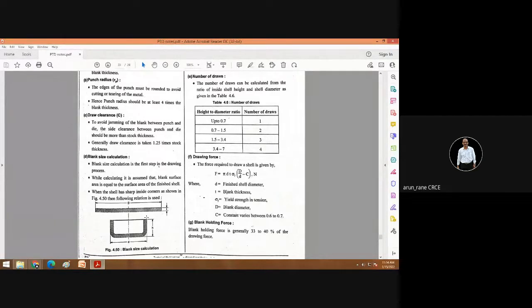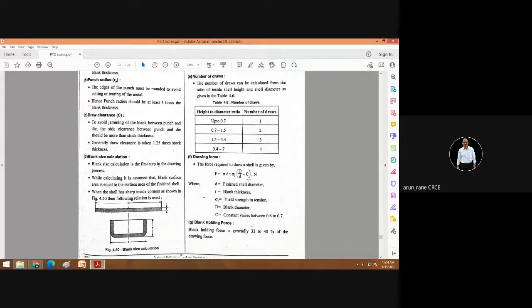So the number of draws will be 4 in that case. So if the ratio is up to 0.7, 1 draw. 0.7 to 1.5, 2. Like that it is 3 and 4.